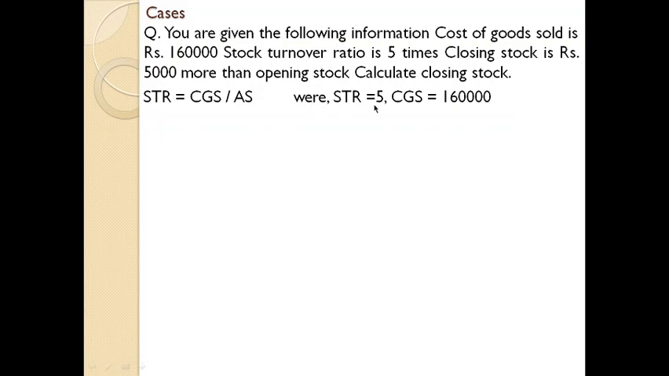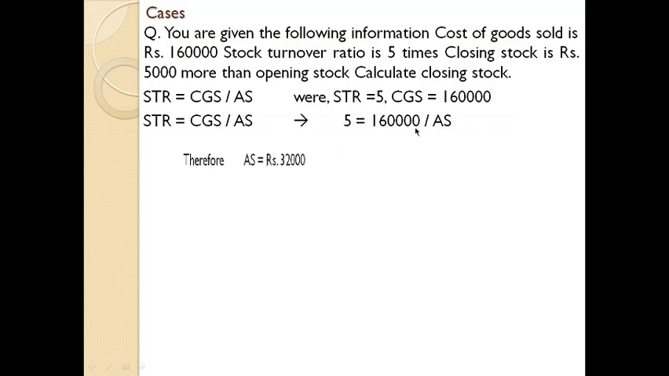So here stock turnover ratio is 5, cost of goods sold is 1,60,000. By substituting the available data, you get stock turnover ratio 5 equals cost of goods sold 1,60,000 divided by average stock. Average stock you will get as 32,000. That is, you got 32,000 rupees as average stock. From this you need to find the various values.